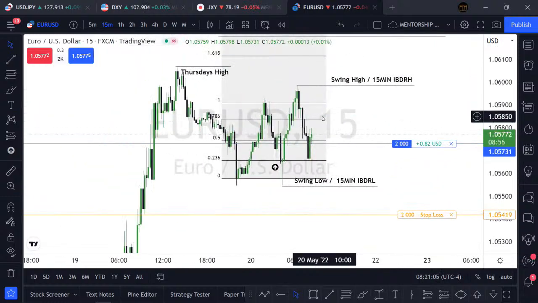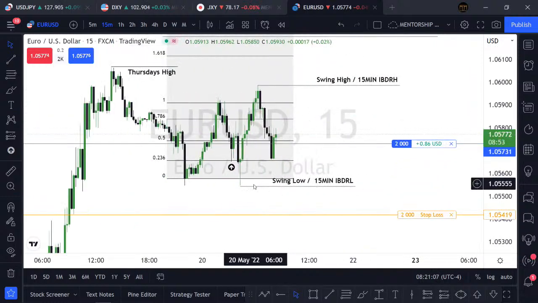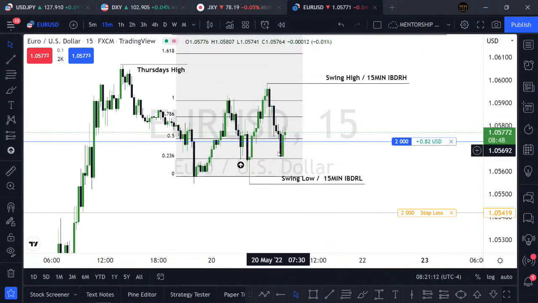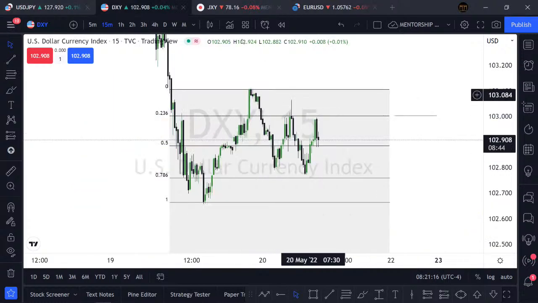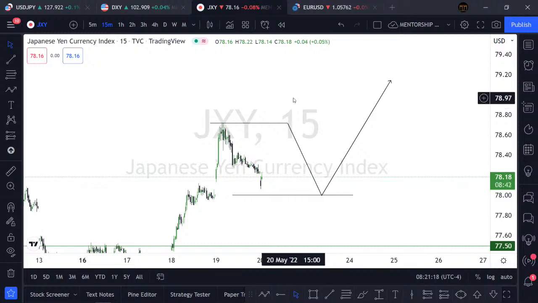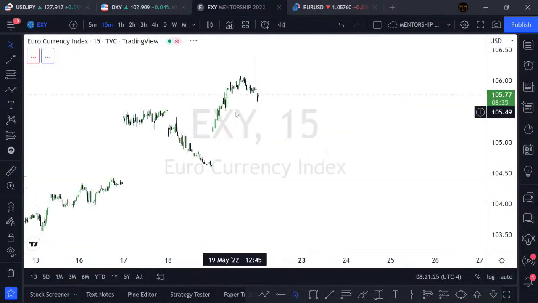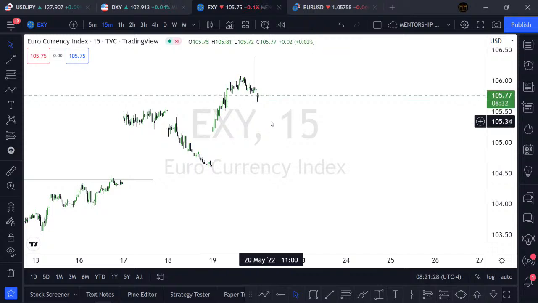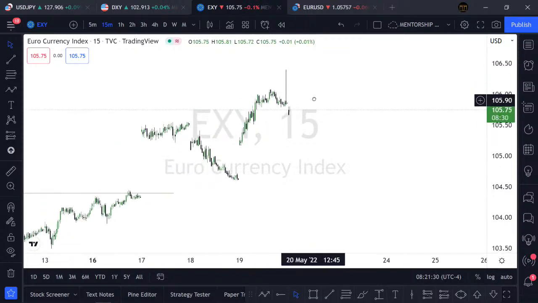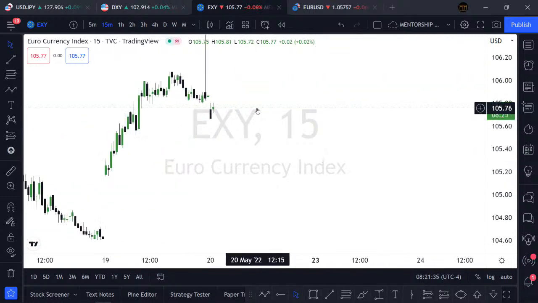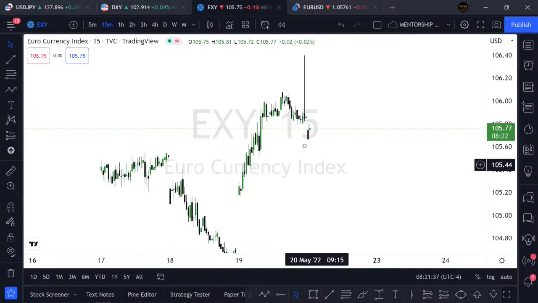One swing low, below the swing low, that's where you're going to put your stop loss. So why are we buying here? Well, we are buying here because the dollar index is selling. Let's look for the euro currency index. Now, this is the euro currency index.